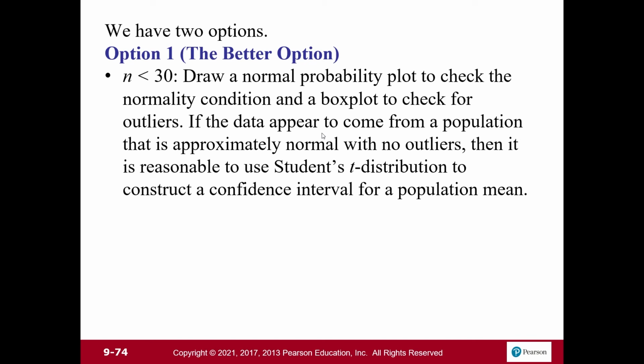Well, if n is less than 30, draw a normal probability plot to check the normality condition and a box plot to check for outliers. If the data appear to come from a population that is approximately normal, with no outliers, then it is reasonable to use the student's t-distribution to construct a confidence interval for the population mean.